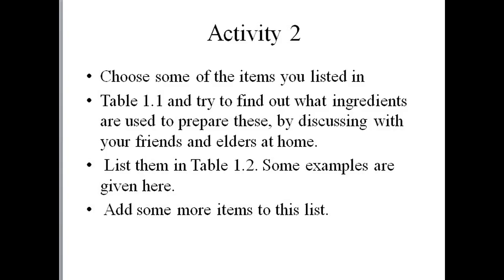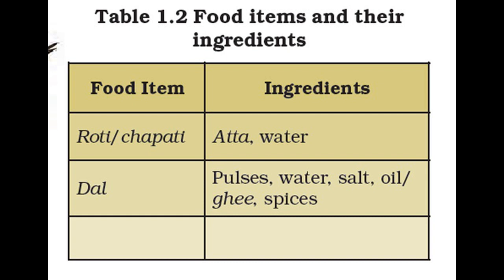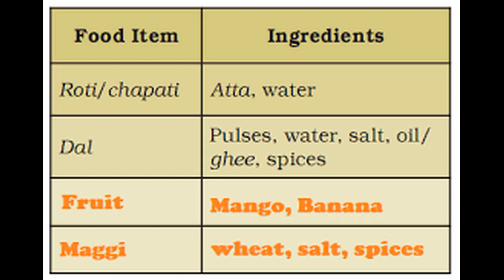Activity 2. Choose some of the items you listed in table 1.1 and try to find out the ingredients. What ingredients are used to prepare this, by discussing with your friends and elders at home. So here is the list in table 1.2, food items and their ingredients. Food item: roti, chapati. Ingredients: atta and water. Dal. Ingredients: pulses, water, salt, oil, ghee and spices. And you can add more here. Fruit, mango, banana, Maggi, wheat, salt, spices.